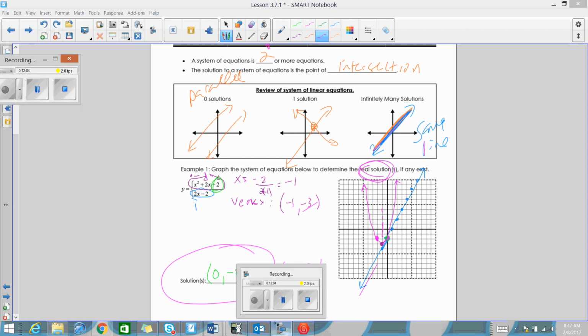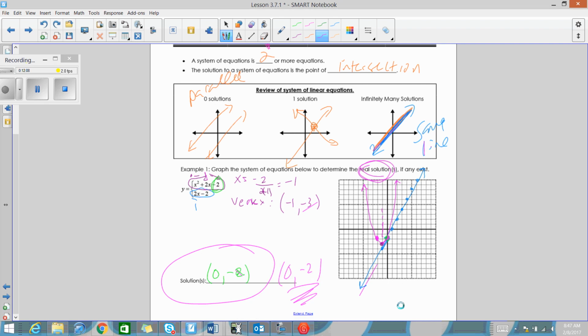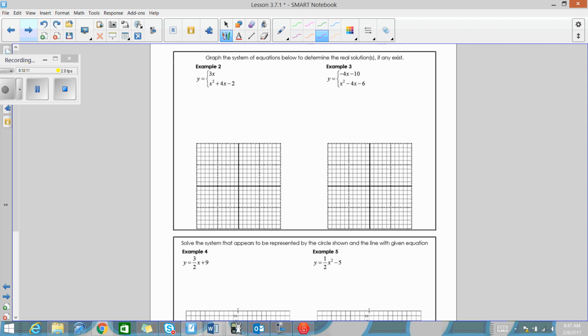So this is really what we're doing today. This is really all that we're doing. So flip the page. We're going to try these two now. So example 2.